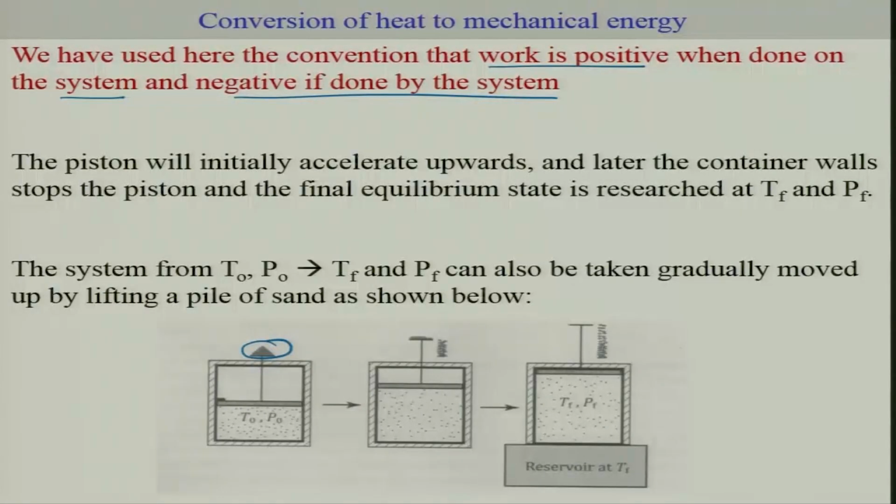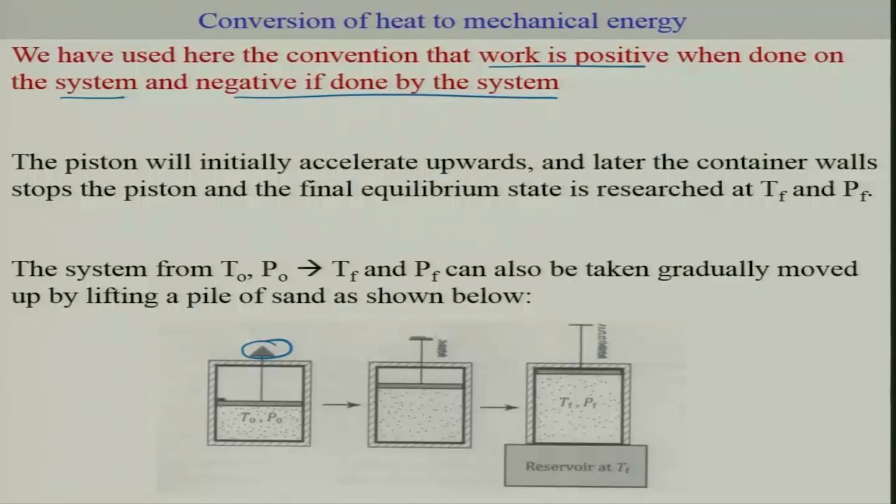Now, we can consider this process to be extremely slow. The earlier process was irreversible, very fast. It was spontaneous because the pressure was much larger, and immediately it expands once you take off the stop. Now, you consider this process to be a little slow, where you slowly remove the sand, and by slowly removing the sand, gradually it moves by lifting a pile of sand, and slowly it will come to this point. So, from T0 P0 it will change to Tf Pf.